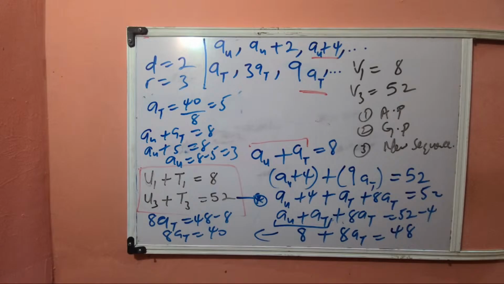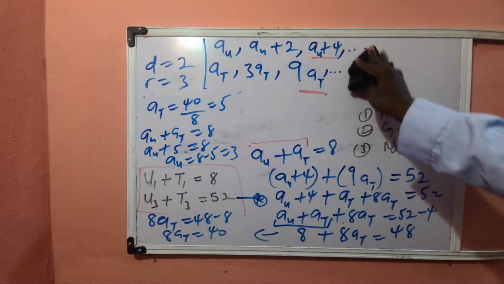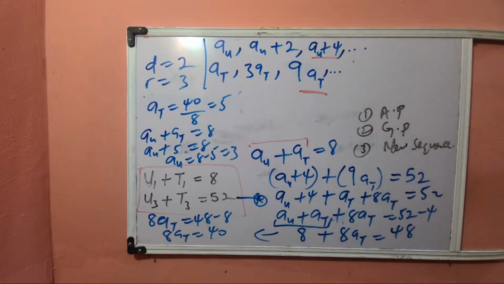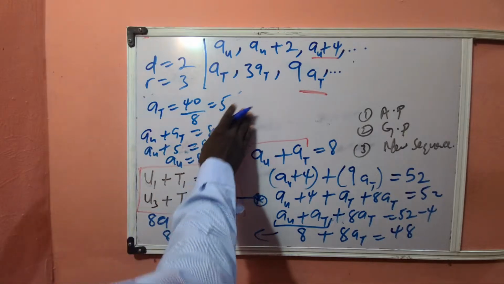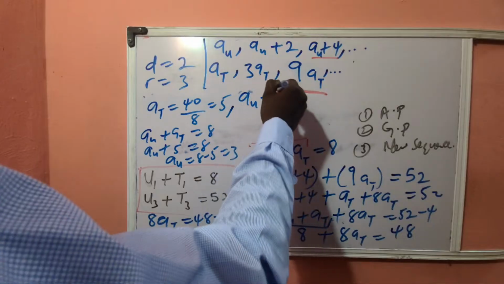All right. Now, this is the best thing that has ever happened to us in this particular question, is that I've been able to get my first term for both the AP and the GP. You see, after getting this, there's no other thing that can stop us from getting my AP, because I know my first term, I know my common difference. Now, I've gotten my first term for my AP, AU, to be 3. So first term AU equals to 3.